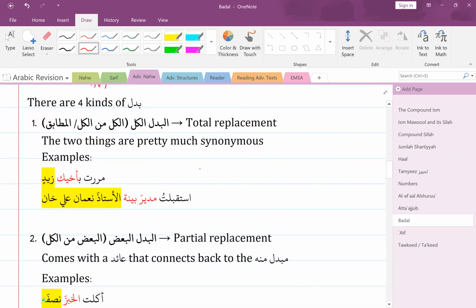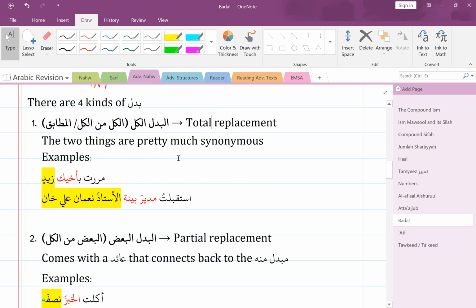Now we're going to go into details about the different kinds of badal. There are 4 different kinds of badal. The first one is called badal al-kull, or badal al-kull min al-kull, or the other name is actually al-badal al-mutabiq, which is the total replacement. Like it replaces wholly. You can also call it whole replacement of the whole. It replaces the whole thing, so the 2 things are pretty much synonymous.